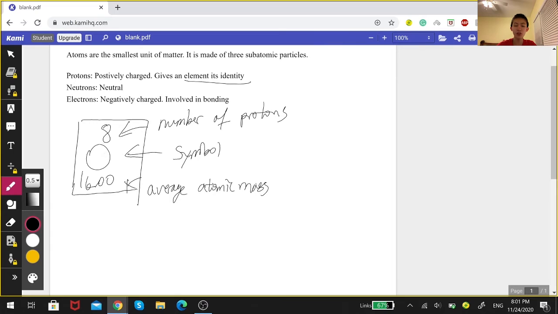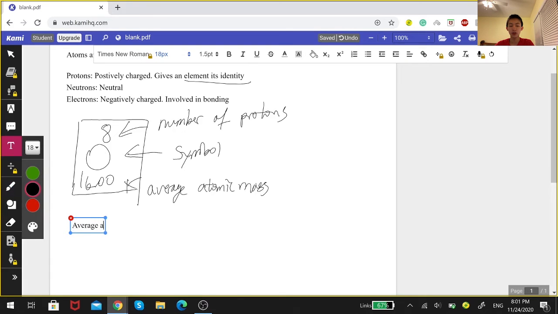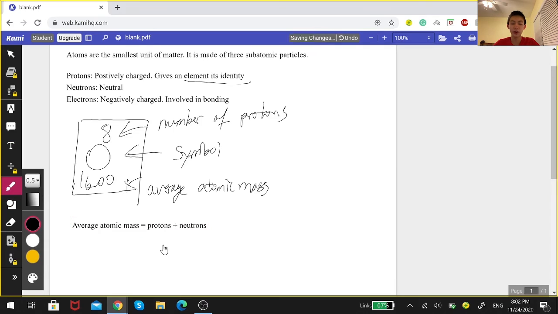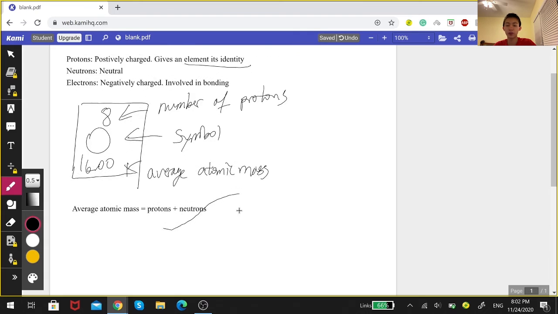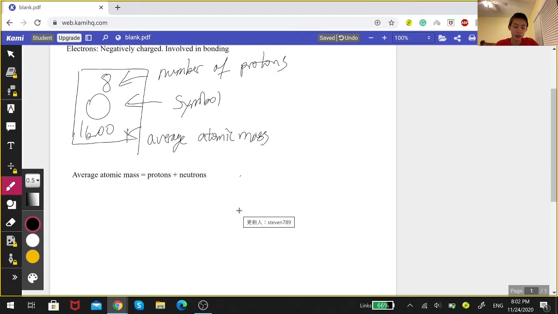Okay. And this average atomic mass, let me type it out. Average atomic mass is equal to protons plus neutrons. Electrons are not involved in finding the mass because they're very little, and they weigh too little to be counted. They weigh something, but it's not significant enough for us to count it in our class. So in honors and AP chemistry, you will not use electrons as part of your weight. So just know that average atomic mass is equal to protons plus neutrons.